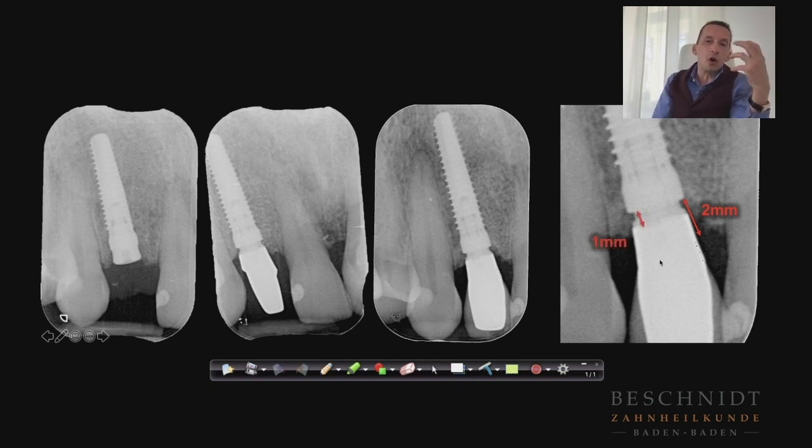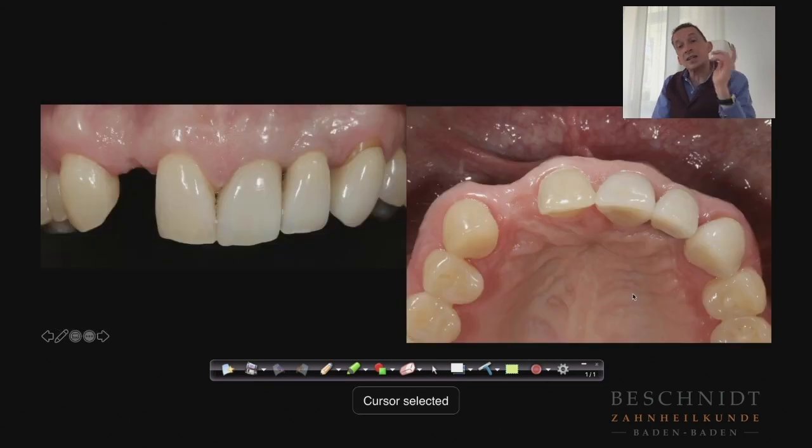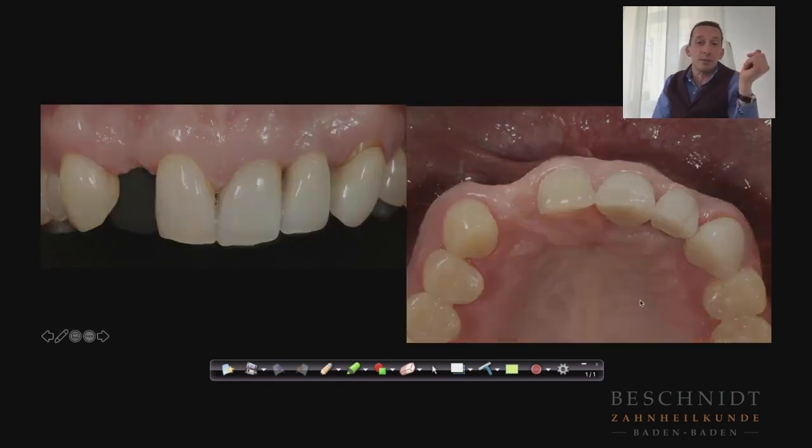So if now the Conelog implant is placed beyond bone, there is no gap for bacteria because there is no contact to the oral cavity. Here is how we started and how we now ended up.